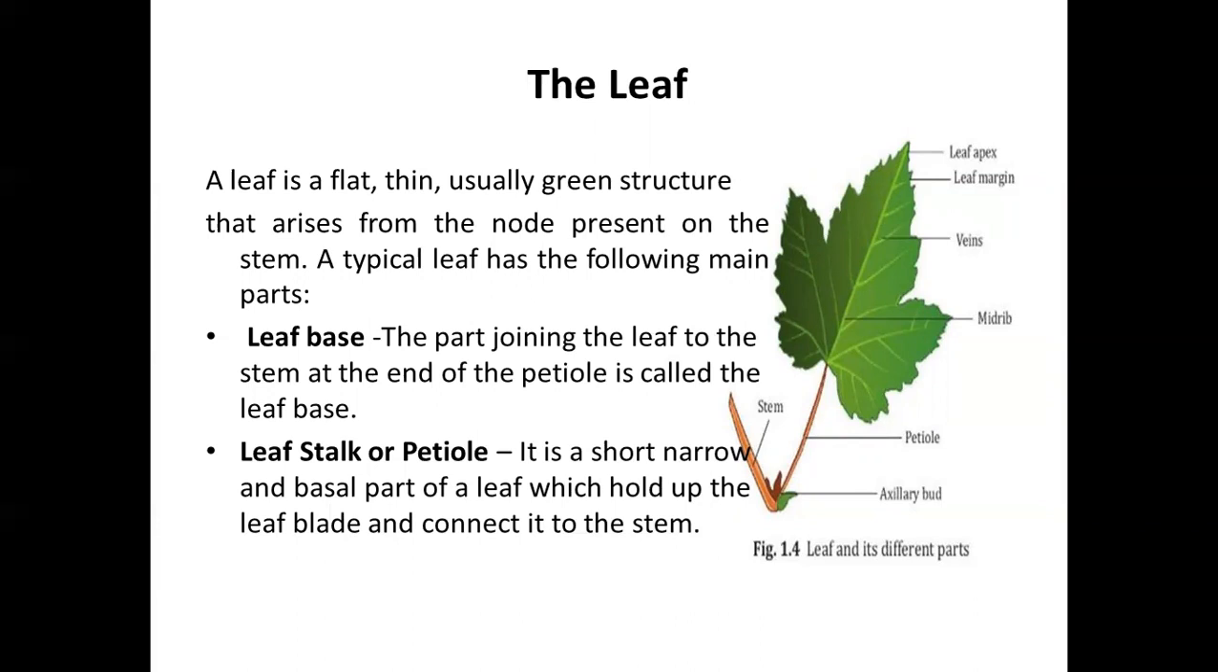The leaf base is the part that joins the leaf to the stem at the end of the petiole. The next is the leaf stalk, and the other name for leaf stalk is petiole. It is a short, narrow, basal part of a leaf which holds up the leaf blade and connects it to the stem.